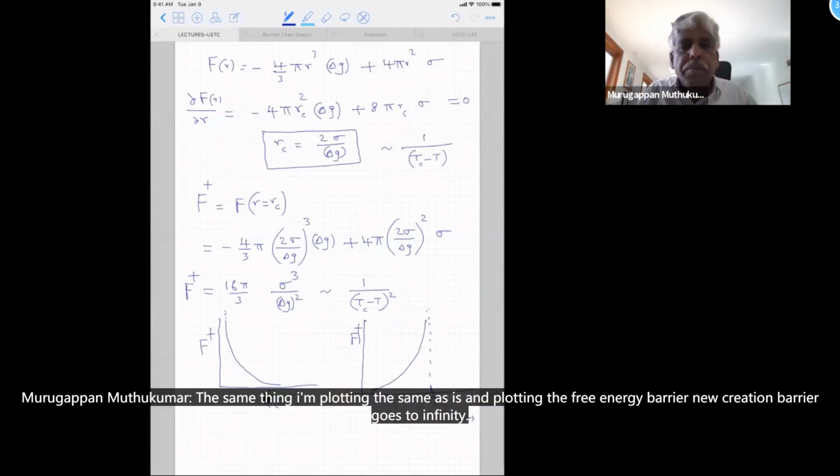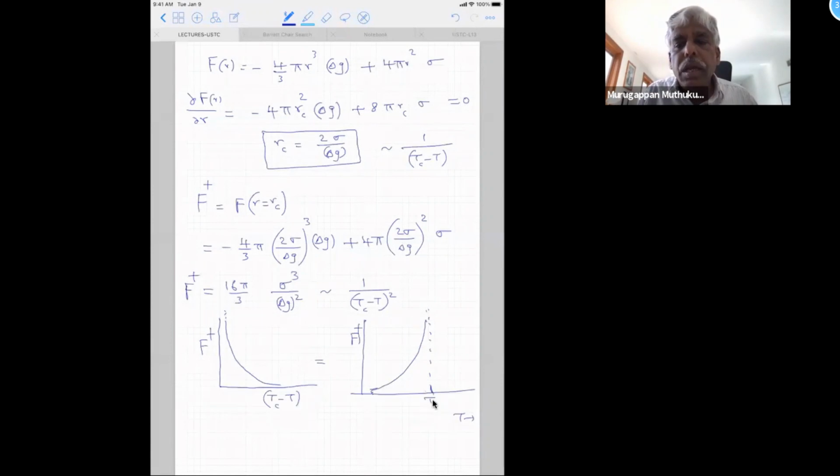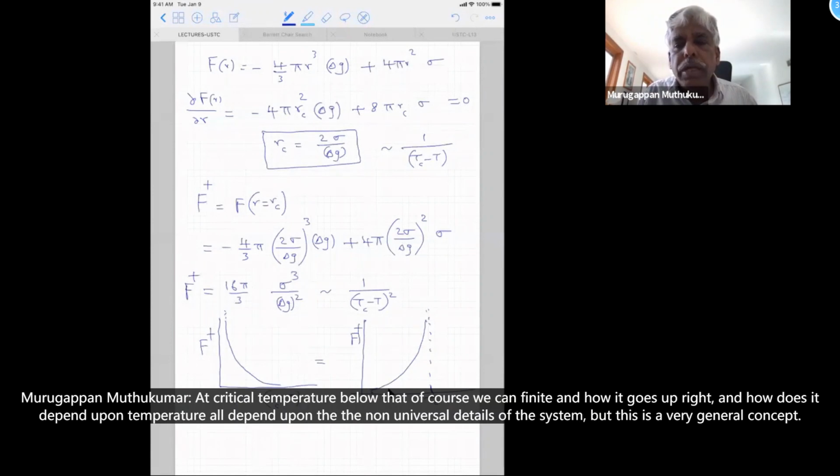The same thing, I'm plotting, this is the same as this. I'm plotting the free energy barrier, the nucleation barrier, which goes to infinity at the critical temperature. Below that, of course, it becomes finite, and how it goes up, and how does it depend upon temperature, all depend upon the non-universal details of the system. But this is a very general concept.